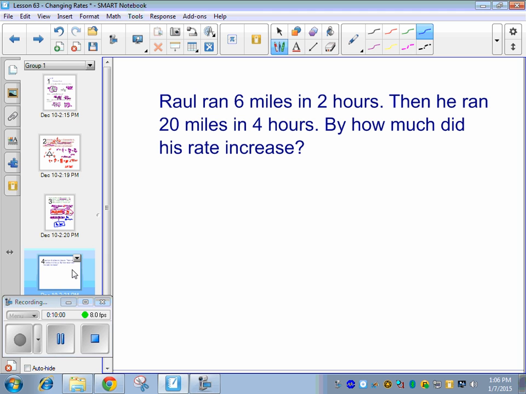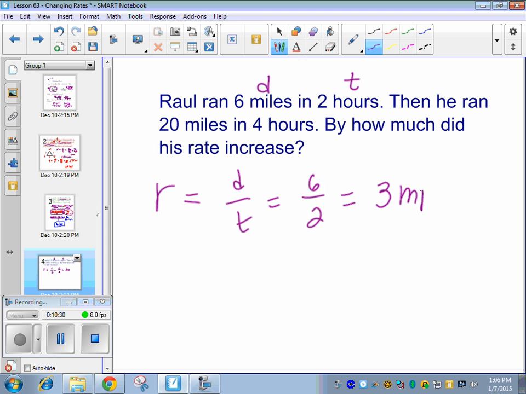So miles is which of those variables? Distance. Hours is which of those variables? Time, okay? And if I want to find the rate just for the first part, the 6 miles in 2 hours, we first need the formula for rate. So Ben, what's the formula for rate? Very good. Okay? So I'm going to plug in 6 for the distance and 2 for the time. And you get 3 miles per hour.